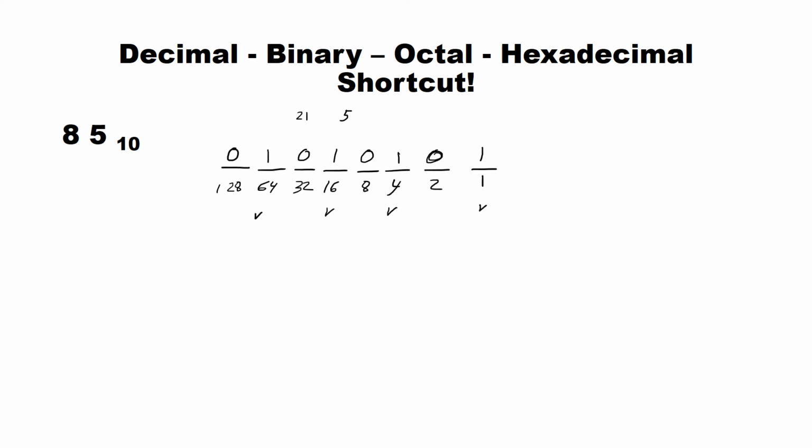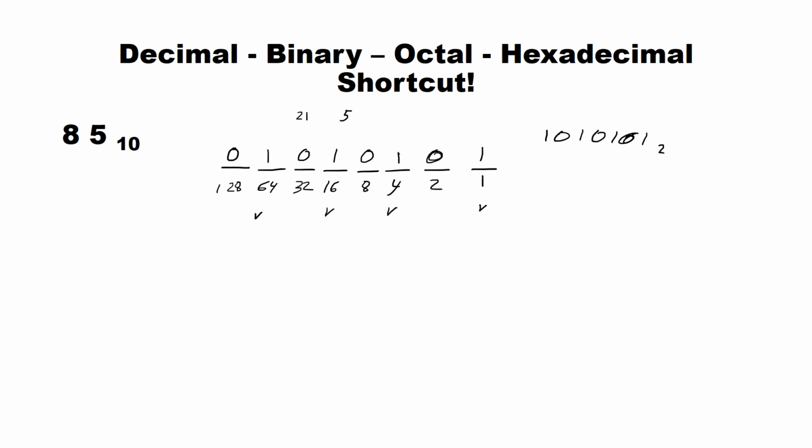So my binary number is 1010... I'm getting myself mixed up here. 101. Have I got the right number of zeros and ones? I think so. 1010101. Well, that was sort of not the best choice, but that's all right. So this is my binary number.